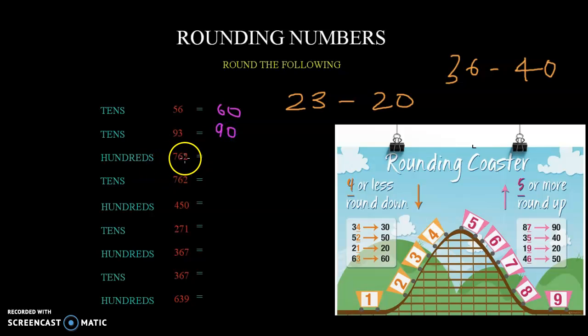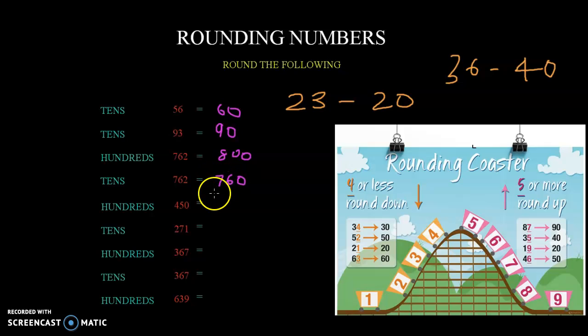Now we look at the entire thing. We look at the 60 and the 2. 762. The 6 is right here. Yep, it's 800. And then the next one. It says tens now. So the tens is at 2. Do we go down or up? Down. 760? Yep.